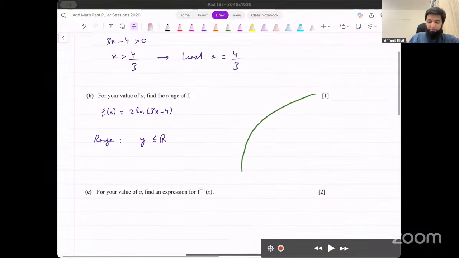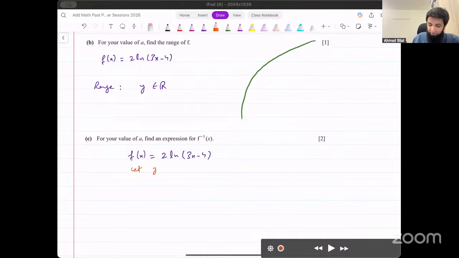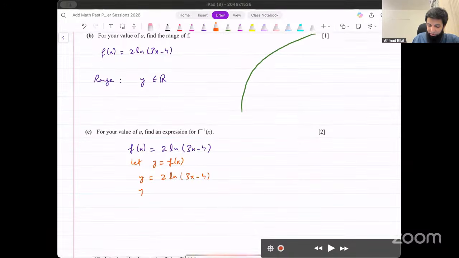Now, what about the inverse function? Inverse of a log function, what would that be? f of x equals 2 ln of 3x minus 4. How do you find the inverse? We can say let y equals f of x. That gives us y equal to 2 ln of 3x minus 4. Make x the subject. That gives you y over 2 equal to ln of 3x minus 4.